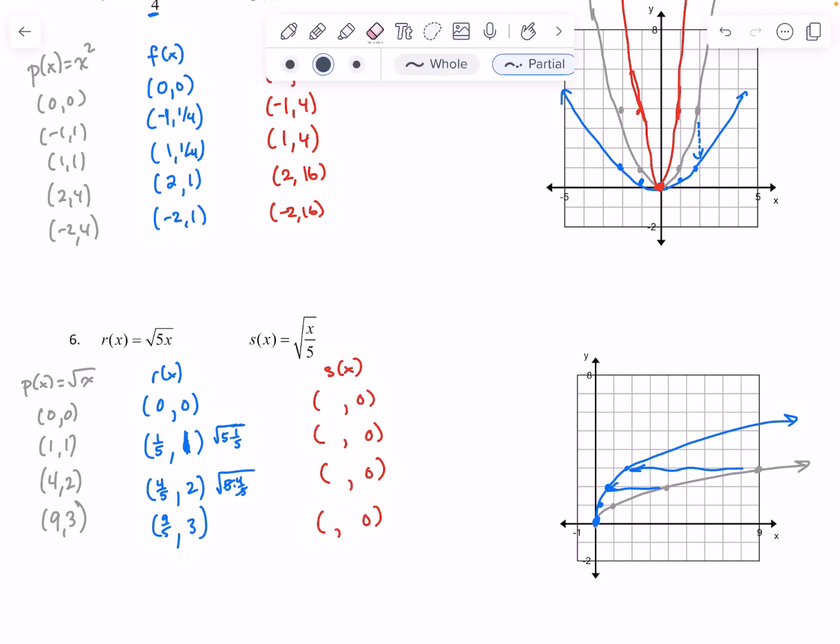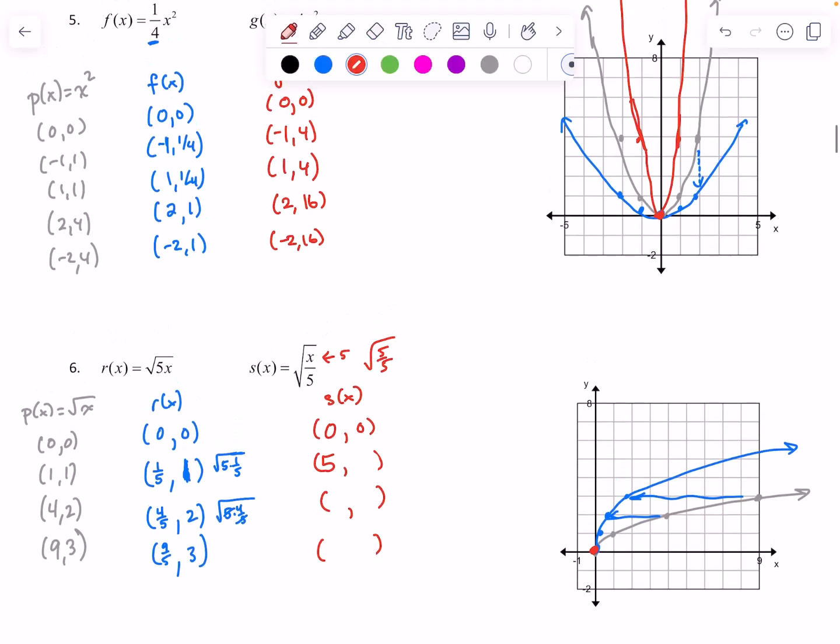So I'm going to still have (0, 0). We still start here. That one doesn't stretch. It's fixed where it is. (1, 1) is going to become (5, 1), because if we put a 5 in here, then we have the square root of 5 over 5, and that's the square root of 1. If I multiply 4 times 5, I get 20, and that's because the square root of 20 over 5 does in fact equal 2. And now we're already off our graph, but we can do this last one.